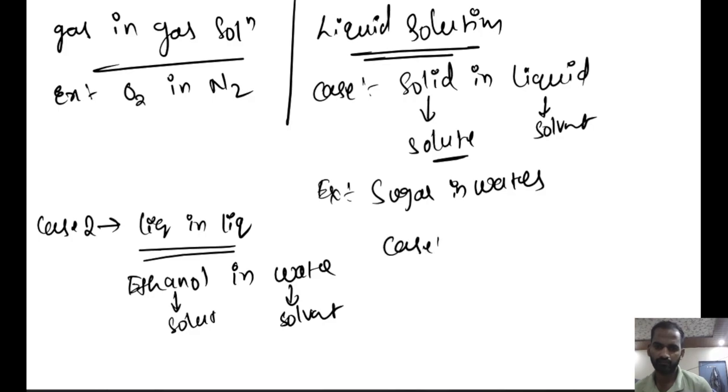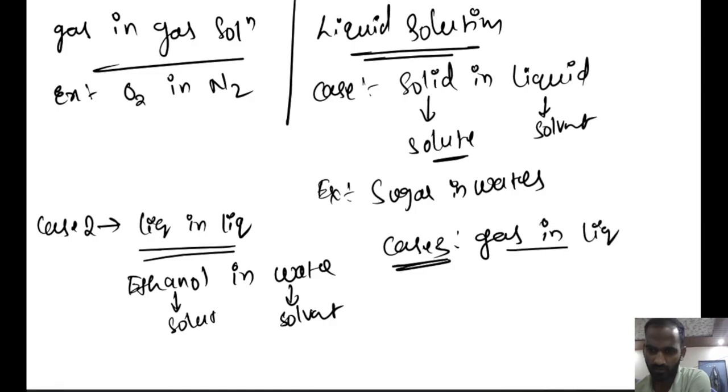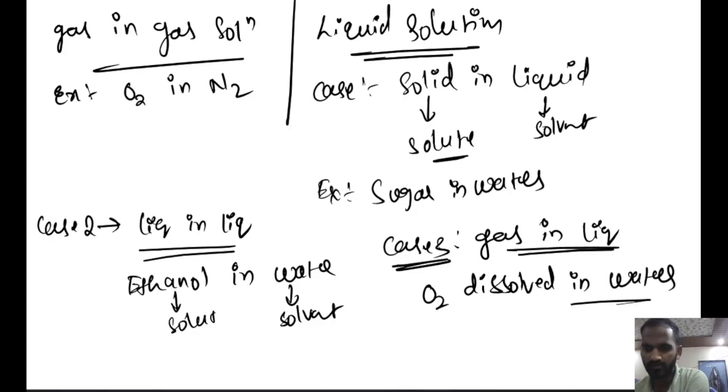Case number 3, what is case number 3? Here case number 3 is gas in liquid solution. So oxygen dissolved in water, this is one of the examples here. A small amount of oxygen will be dissolving in water. So that's why here oxygen is the solute and water is the solvent, of course.